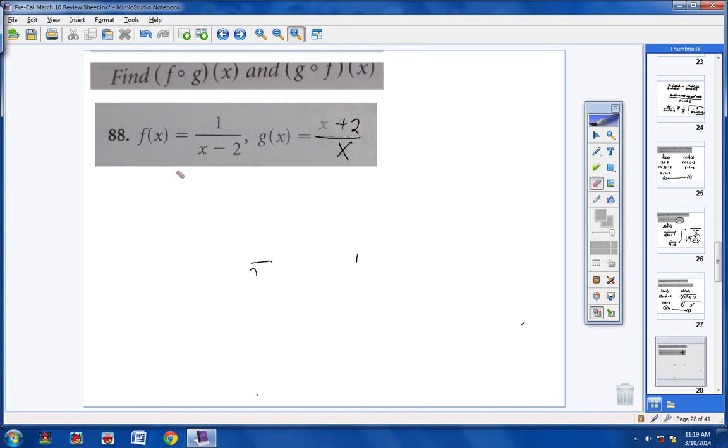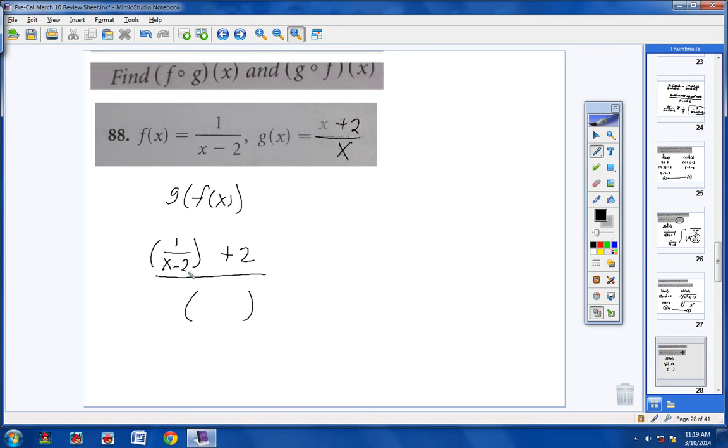Okay. All right. Moving on to g of f of x real quick. g of f of x. All right. Well, we take our g function right here. Everywhere there's an x, we're going to put a parenthesis. So parentheses plus 2 all over parentheses. And then the next letter here is f. So in this parentheses, I'm going to put 1 over x minus 2. And right here, I'll put 1 over x minus 2.